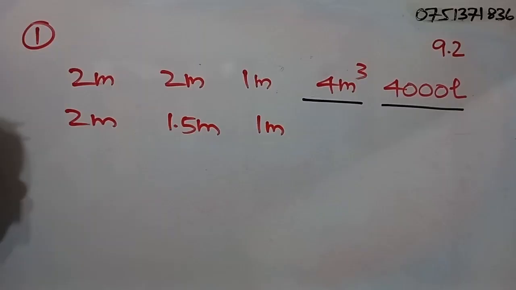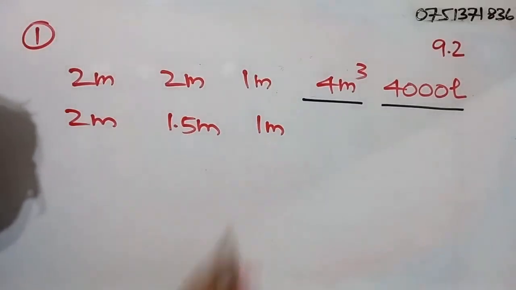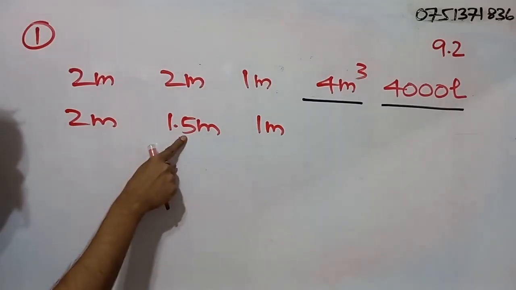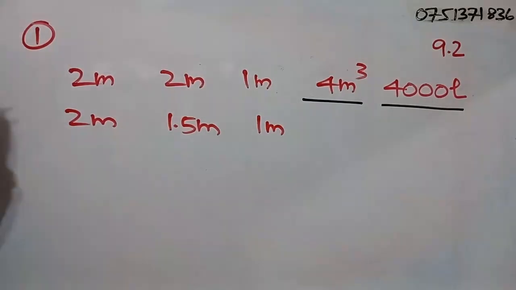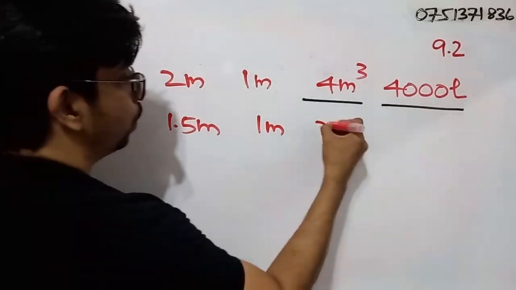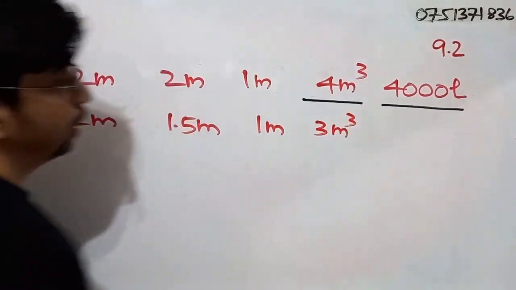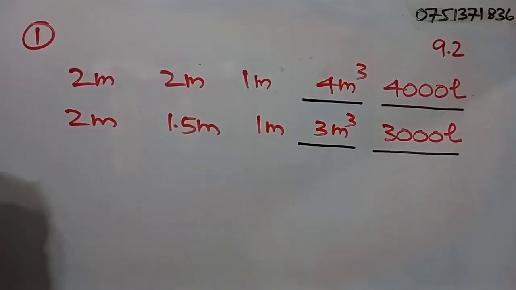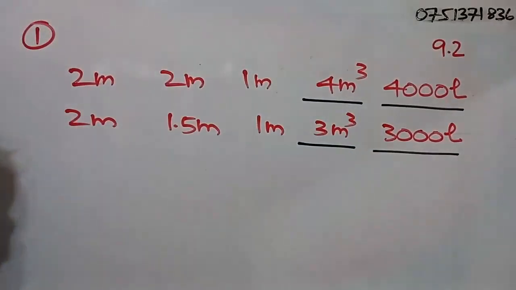So here what do we have? Length, width and height all are given to us in meters. So 2 into 1.5, that is 3. 3 into 1, that is again 3. So 3 cubic meters. So that means 3000 liters. Right, so these are the two spaces that we need to fill.